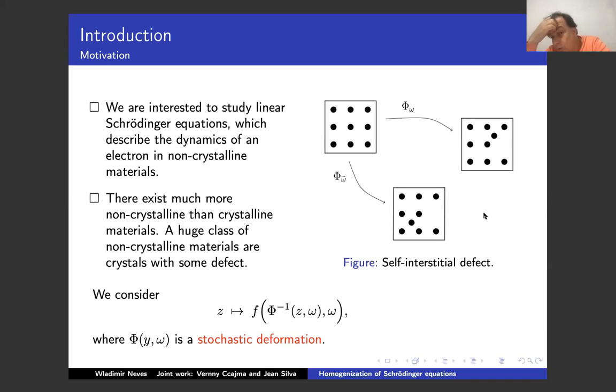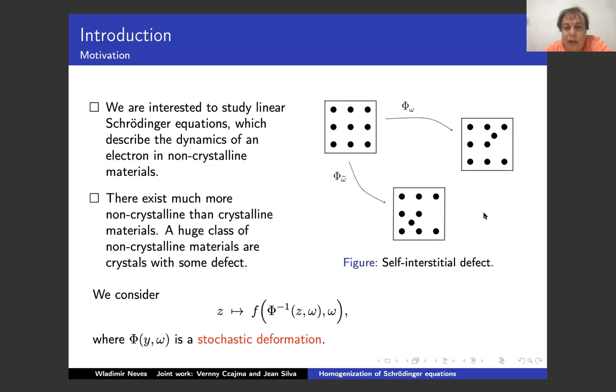And how could you represent these non-crystalline materials? A nice way comes from this stochastic deformation, which was a concept introduced by Claude Le Bris, Xavier Blanc, and Pierre-Louis Lions. And then you could think of capital phi, if you look at this figure here on the right-hand side. You see that we are mapping somehow a structure that is crystalline into a structure which is no more crystalline. And you could think of it as capital phi of omega, where omega is a parameter in the probability space.